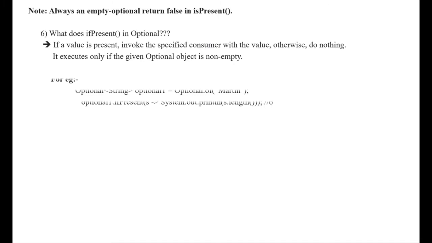In the example, we are passing Martin as an argument, so we have a value in that Optional, so it will execute this method. If present, it will execute this method. You will get the output as 6. In the same example, if you are passing a null value as an argument, but I am using ofNullable, then it won't execute this statement because the value is not present. ifPresent will execute only if the Optional object is not empty.